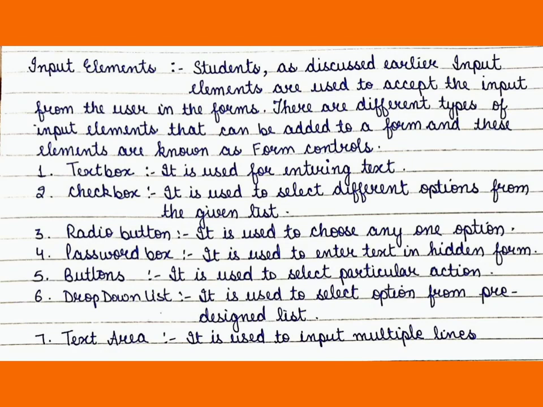Number 4, password box. It is used to enter text in hidden form. Number 5, buttons. These are used to select particular action. Number 6, drop-down list. It is used to select option from a pre-designed list. And number 7, text area. It is used to input multiple lines for writing comments or reviews.